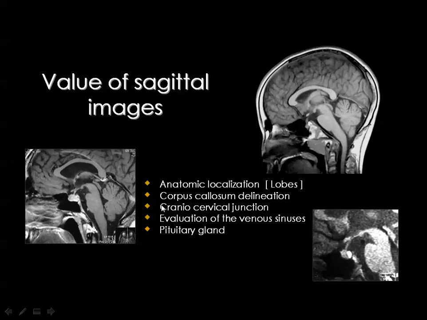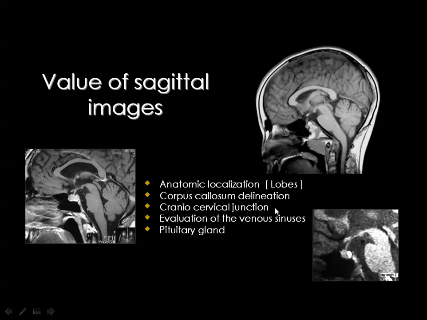Number 2, delineation of the corpus callosum, which is the commissural fibers connecting both hemispheres. In the sagittal images, the corpus is well delineated by its 4 components. You know, the corpus has 4 components: the rostrum, the genu, the body, and the splenium.